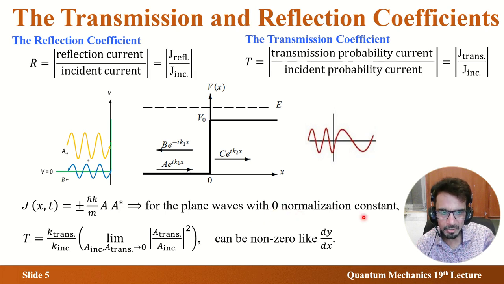Okay, the normalization constant is zero, but I have already told you that it's actually an approximation, otherwise it's a wave packet, not a plane wave. And you take the transmission coefficient, because that's the ratio of probability current, so it's a ratio of k's and a ratio of normalization constant squared.